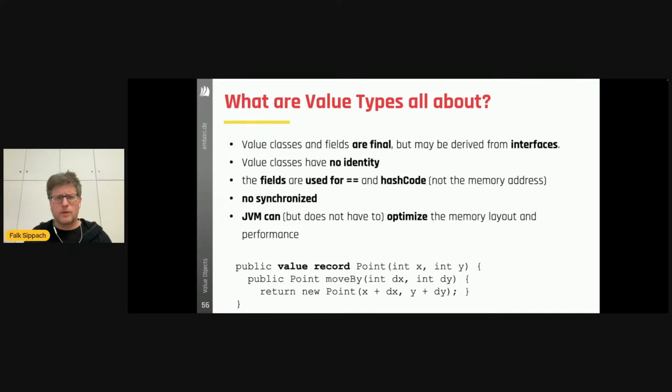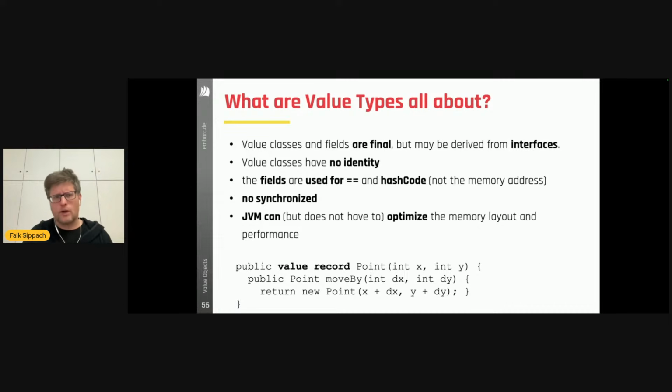So what are value objects all about? Value types are actually only this small keyword value. Everything else is still the same. The classes are final, the fields are final, so they are immutable. We can also implement certain interfaces. The value classes have no identity. We will talk about identity in a few seconds. You can use equals equals to compare your value objects. Hash code and equals are implemented for us, and they don't use the memory address, just the content of our value objects. Because we don't have identity, we don't have a header, so there is no synchronization. I've never used synchronization in most of my use cases, but it's not allowed here.